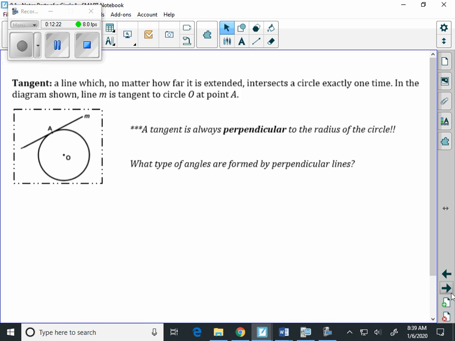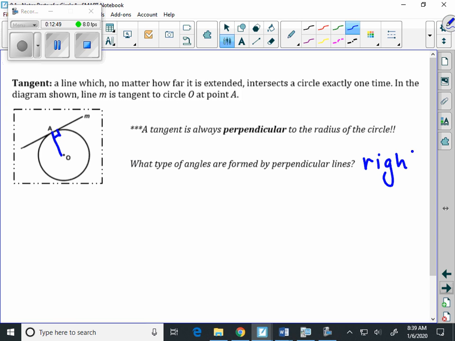The thing about this is that a tangent line is always perpendicular to the radius of the circle. So if we drew this in, here's the radius, I tried to draw it in. What happens is that it hits at a right angle. And then what types of angles are formed by perpendicular lines? Well, I give it away by answering that question by drawing it in already. It forms a right angle.